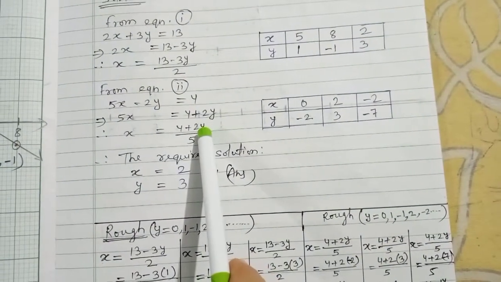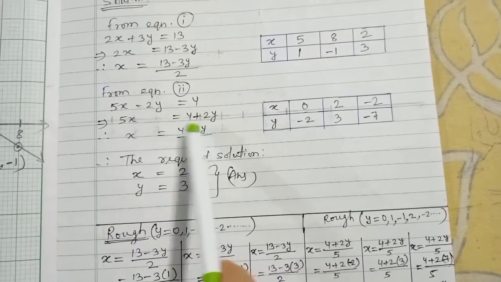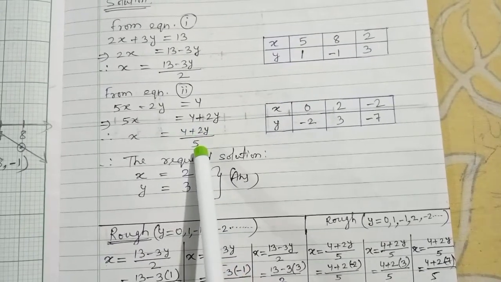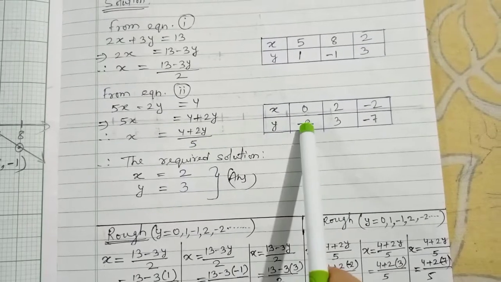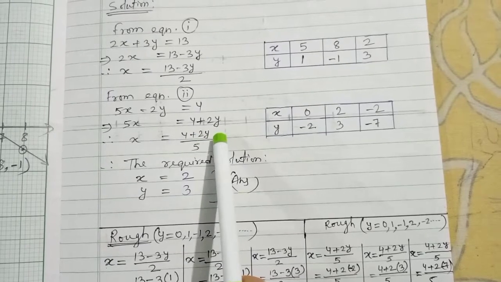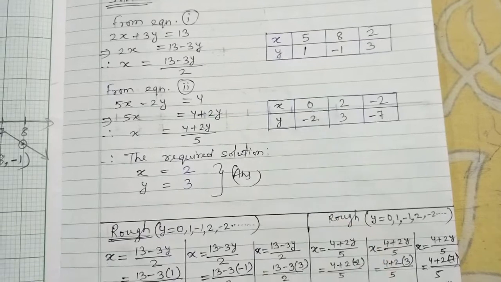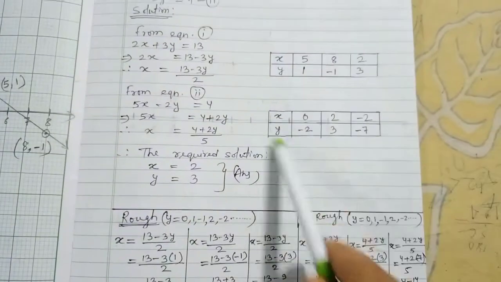Suppose I put 0 here, 2 into 0 is 0. 4 plus 0 is 4. 4 by 5 we cannot divide. But when I put -2, 2 twos are 4. But plus into minus is -4. 4 minus 4 is 0. 0 by 5 is 0. So that is how I got this table.